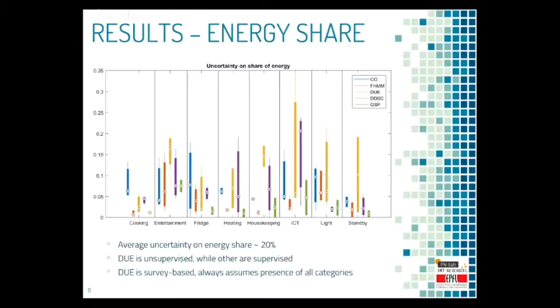So moving further to the results of the comparison, here you can see the graph on the uncertainty on the energy share. This is the one graph that is telling us across all the data sets what kind of performance we are getting compared to other algorithms. There are several main things to note here. You can see first that obviously the performance is not consistent across all the categories, and this is quite understandable.